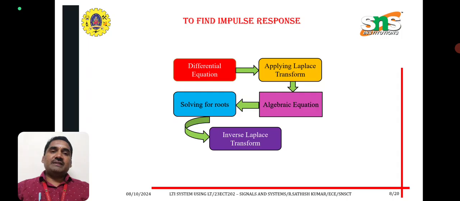How to find the impulse response? First, we find the differential equation. We apply the Laplace transform, and then we take the algebraic equation and solve for roots. For that system transfer function, we apply the inverse Laplace transform. We get the impulse response of the system.